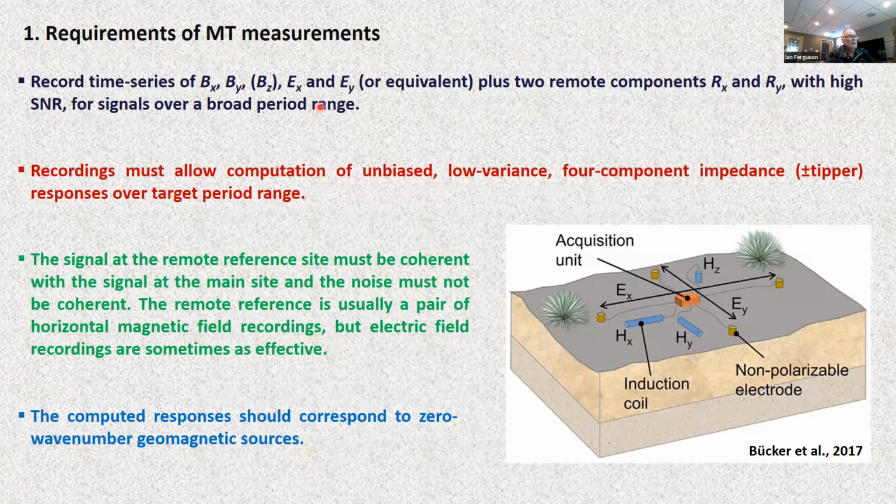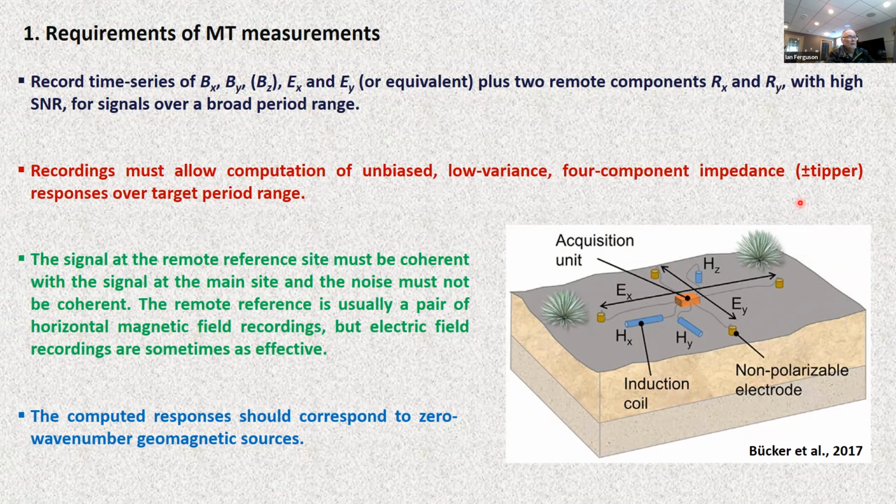So we start with the requirements of MT measurements. And I think most of you will know this, but it's useful to articulate what we're trying to do with the MT instrumentation. And that, of course, is to record time series of the 2 or 3 components of the magnetic field or magnetic induction, and 2 components of the horizontal electric field. And in addition, 2 remote components, Rx and Ry. And we want to make these recordings with high signal to noise ratio and for signals over a broad period range encompassing the resolution of depth that we're interested in.